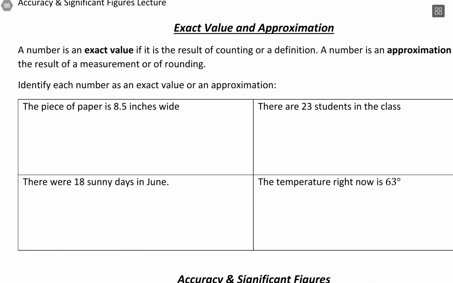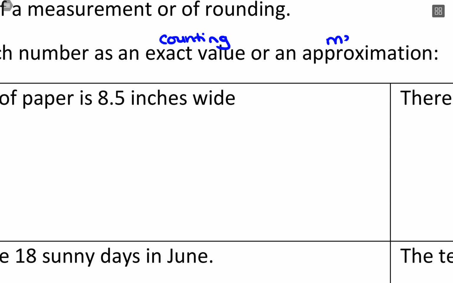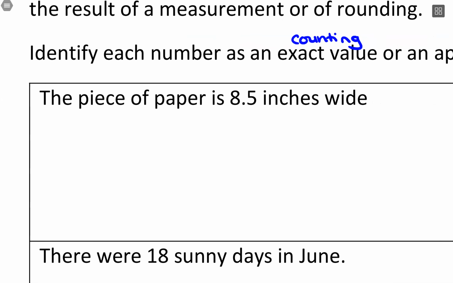So if we look at these examples here and kind of try to determine whether it's exact or an approximation, it really comes down to, is it coming from counting something, or is it a measurement? So if we're told that a piece of paper is 8.5 inches wide, key is that this value here is coming from a measurement. Someone laid a ruler down and saw that it was 8.5 inches wide. So this would be an approximation.